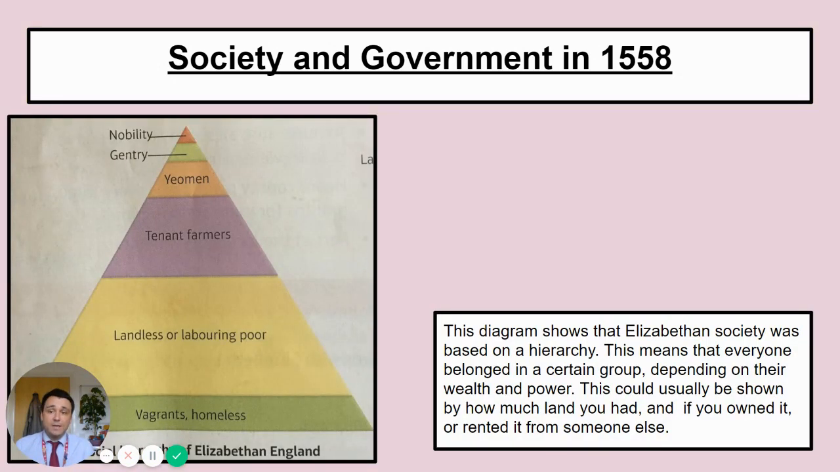So, Elizabethan England, society was based on what we call a hierarchy. And this means you were in a group. You're in one of these groups you can see on this diagram. And where you were depended on your wealth and your power. And how do we determine how much wealth you had in Elizabethan England? Well, it could be with coins, but it was also to do with land as well, how much property you owned. The more property you had, the more wealth and power you had as a result of that.